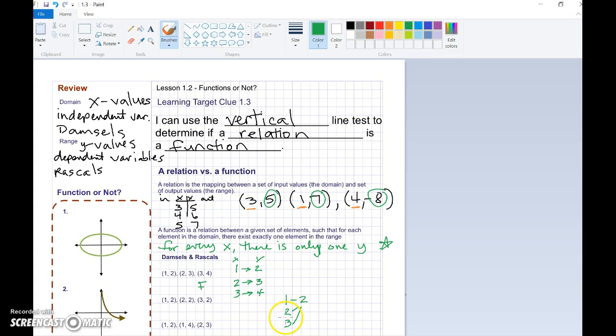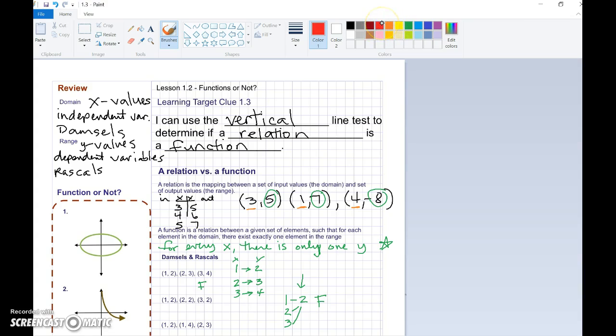How many boyfriends does 2 have? She has 1. It's 2. How many boyfriends does 3 have? She has 1 boyfriend. It's 2. The problem is that y has 3 girlfriends, right? But remember what I said, that's why he's a rascal, and so this still counts as a function. Okay? Now let's try another one.